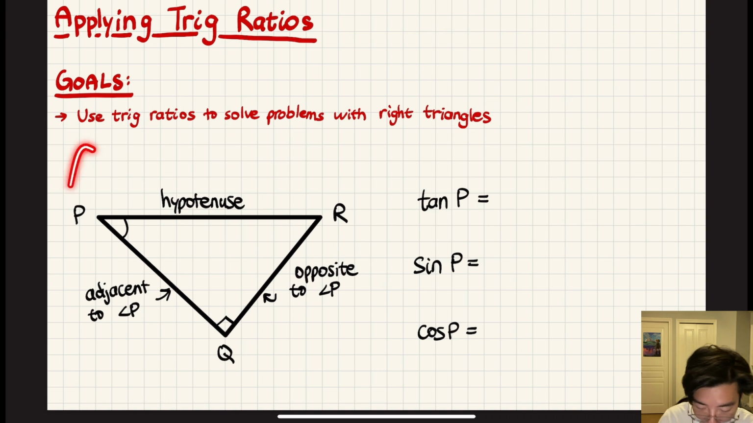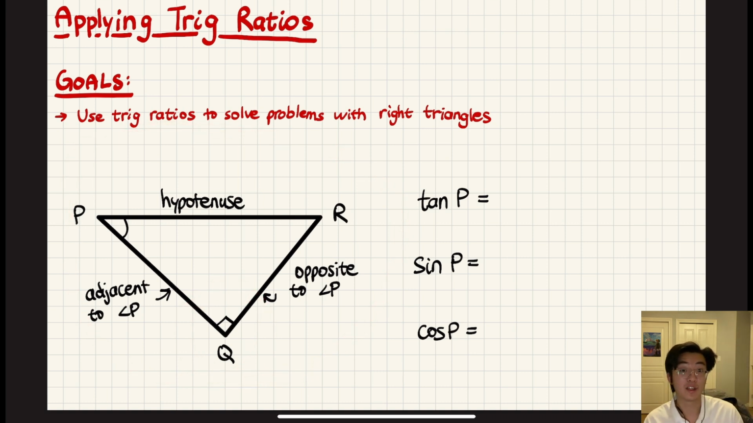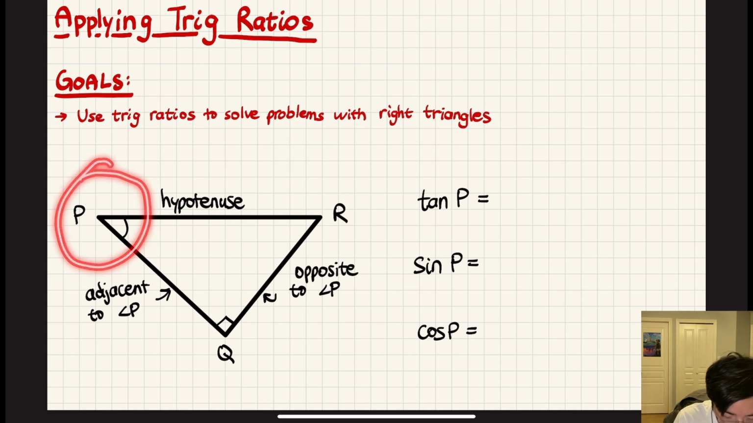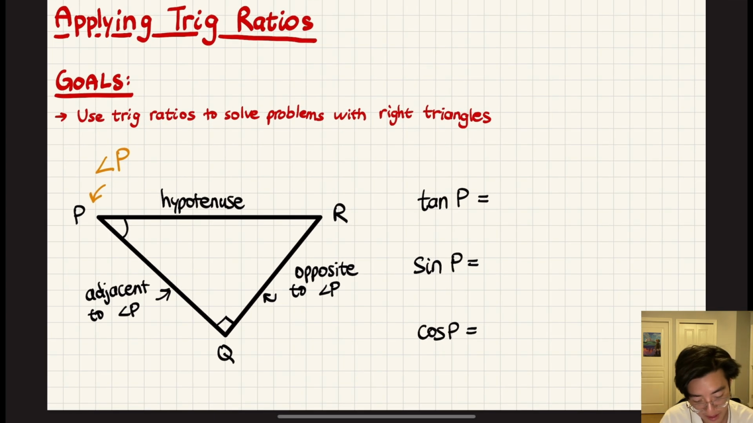So we have a triangle right here, more importantly, a right triangle, so a triangle with one right angle. This is very important because our trig ratios only work for triangles with a right angle. In this case, we are focusing on this angle here, angle P. Just as a formality, this angle is denoted as angle P.